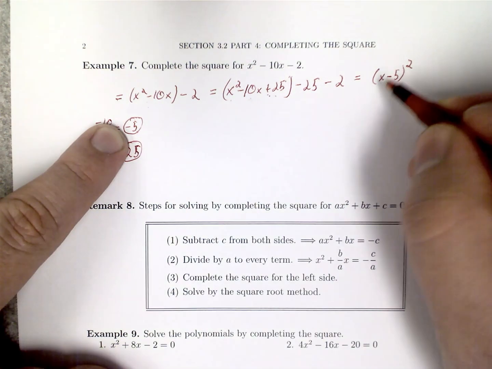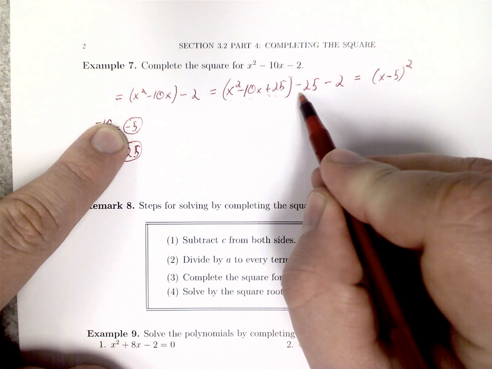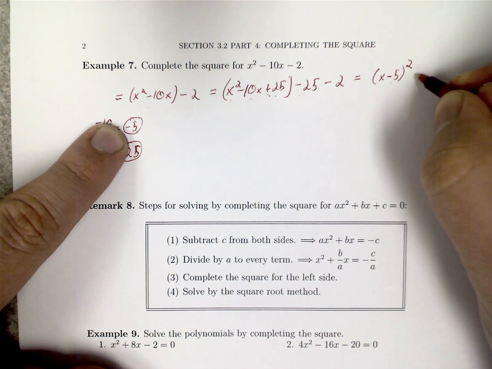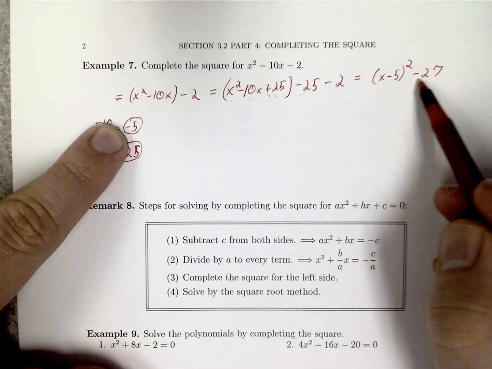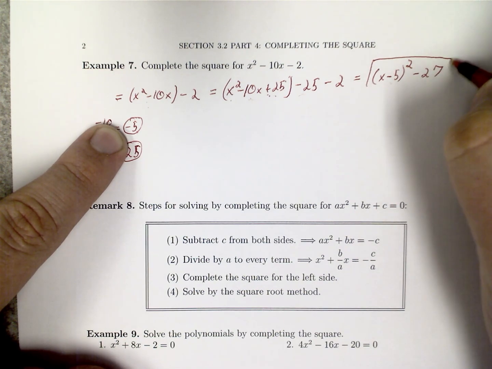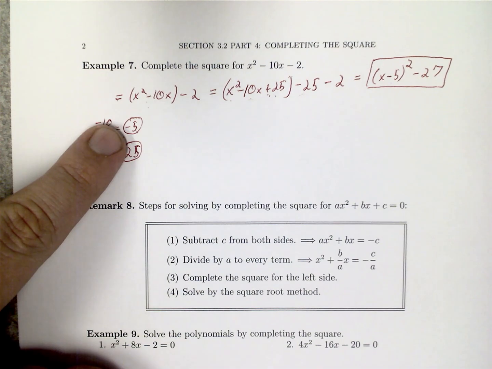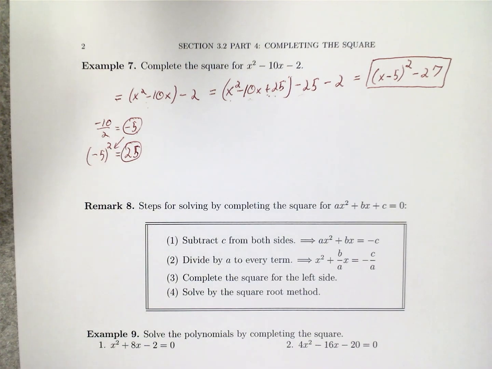So we have x minus 5 quantity squared, and then we just simplify negative 25 and minus 2, which is negative 27. So we have x minus 5 quantity squared minus 27. And that is the completion of the square.